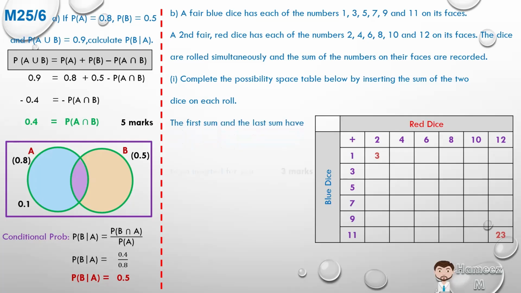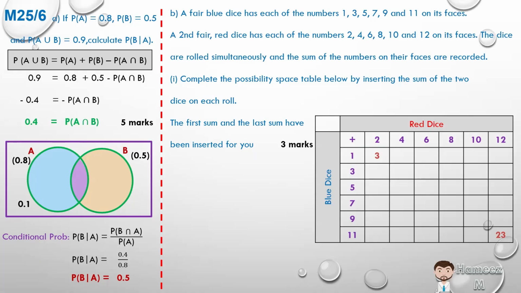The first sum and the last sum have been inserted for you. So if we call blue dice before the red dice, just for simplicity, then 1 from the blue dice plus 2 from the red dice, 1 and 2 is 3. That's the smallest possible number we can roll. And the largest possible number we can roll is the largest number from blue, which is 11, plus the largest number from red, which is 12. So 11 and 12 is 23. So part 1 is asking us to complete this table. That should be simple enough.